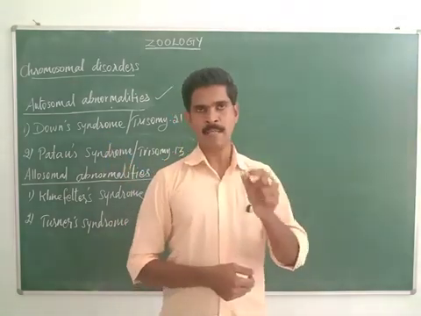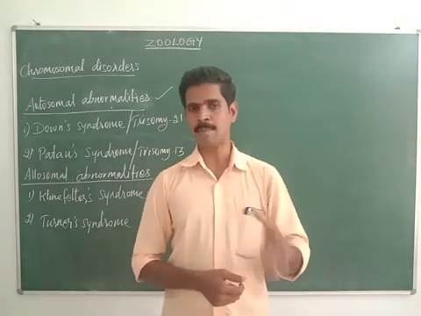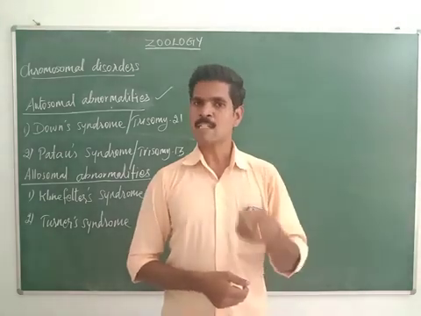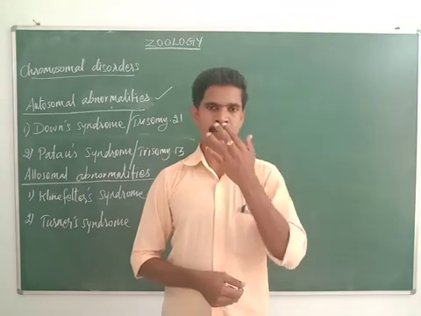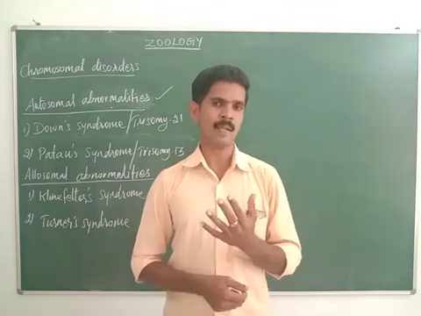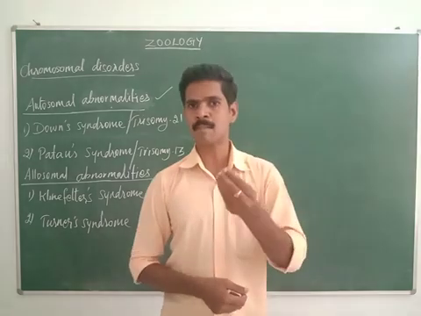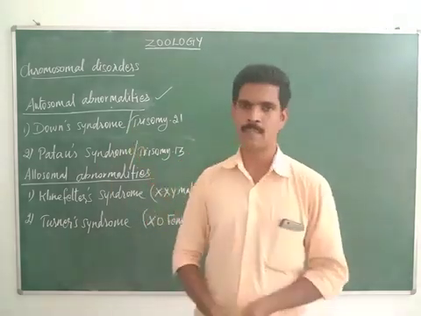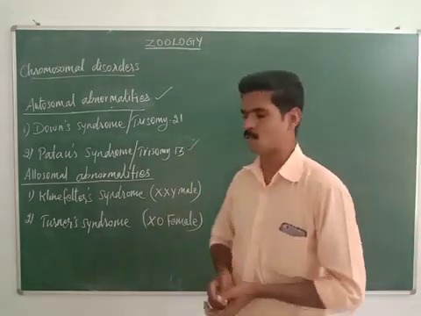Once again I repeat the characters of these people. The first, I said, they are mentally affected. Their mental development is very poor. Their central nervous system development is also very poor. More space is present between the two eyes. Then the nose is very flat, and the mouth is always opening, constantly opening, and the tongue is protruding outside. So these are the characters of the affected people. Hope you understood.